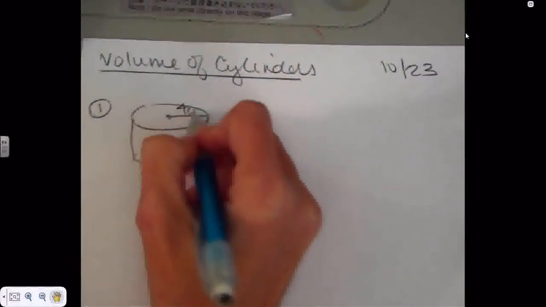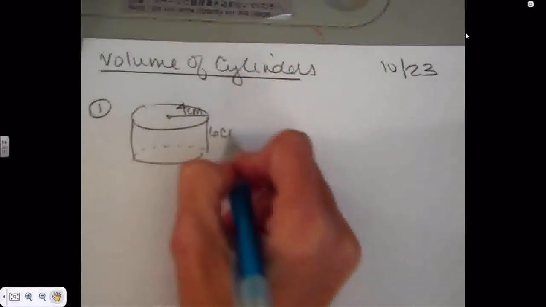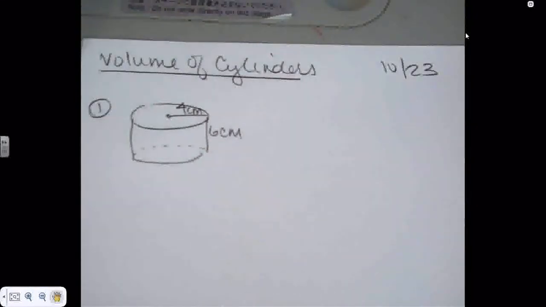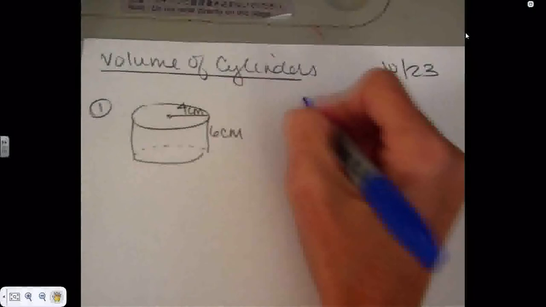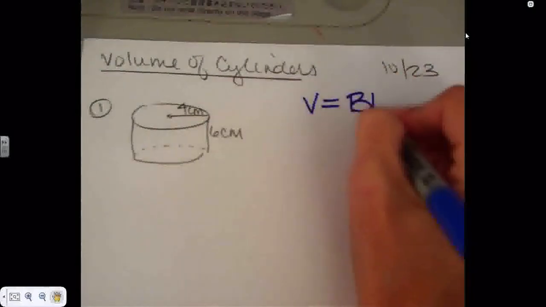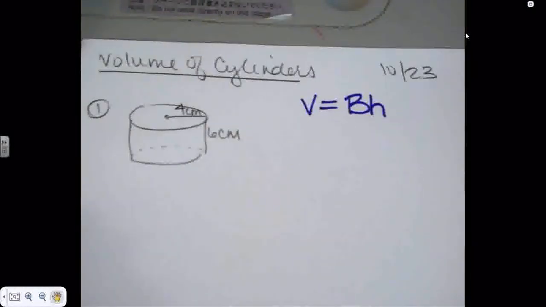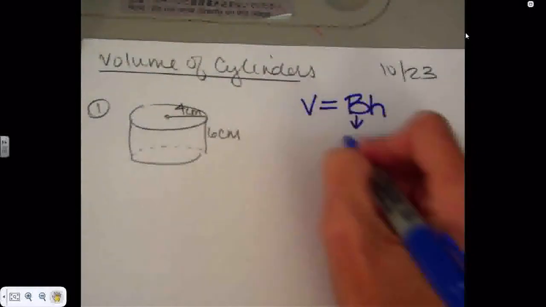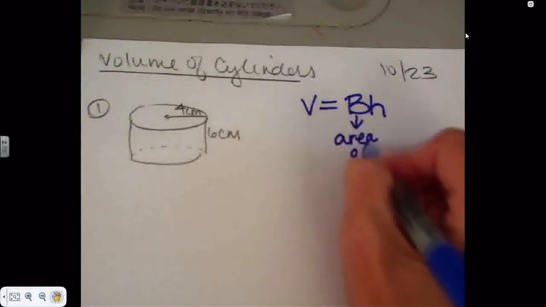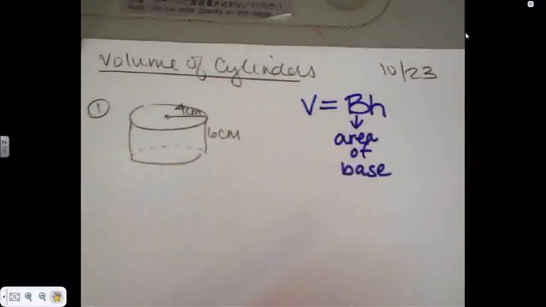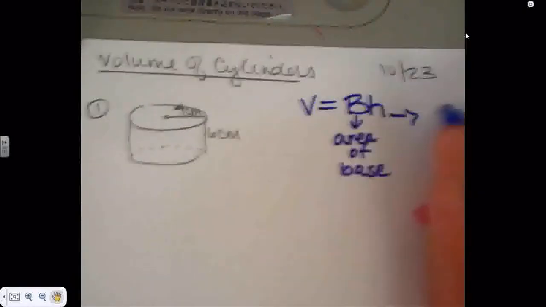So I'm going to label my cylinder. And the formula to find the volume of cylinders is volume is equal to capital B times H, where capital B is just basically the area of the base. H is going to be the height.